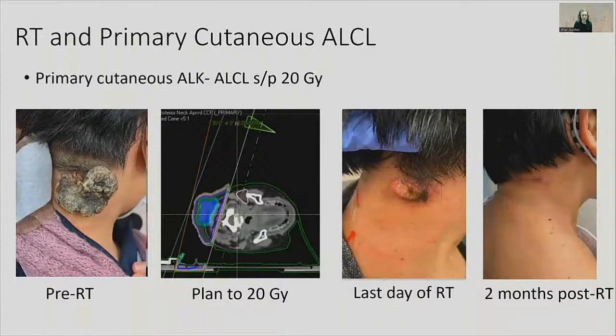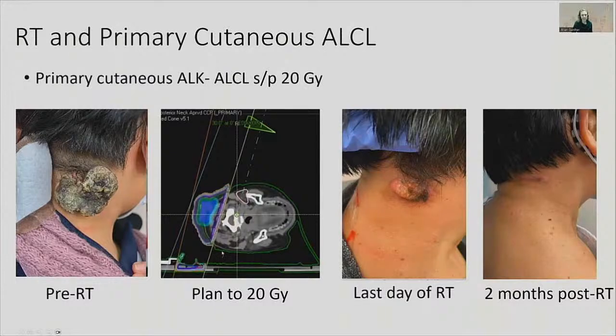This is one example of a patient with primary cutaneous ALCL, and this is a very good visual representation of what radiation can accomplish. You can see in this patient that prior to radiation, she had this large tumor on the back of her neck. Radiation was given. This plan was designed to give 20 gray.